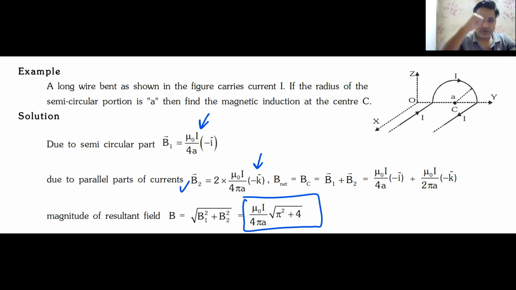The wire which is coming out is going to create a magnetic field in the downward direction. Yes or no? The wire which is going in will also create a field in the downward direction. The wire which is on the plane of the board will create a field in the inward direction. Inside direction is minus x. So don't make a mistake in finding out the direction. I hope you understand this.